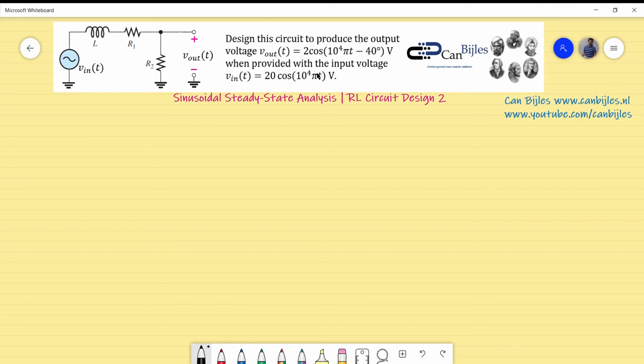So for steady state analysis, that is required for specific one frequency. And we would like to, of course, know, because it is a design, what are the component values R1, R2, and the inductor value L. So what we do is we start actually with setting up the transfer function. From the transfer function, we will determine the phase and the gain expressions, and it will allow us to determine the component values. So let's first determine the transfer function.